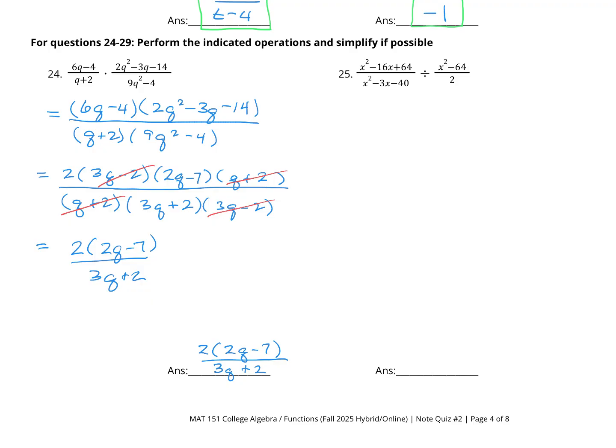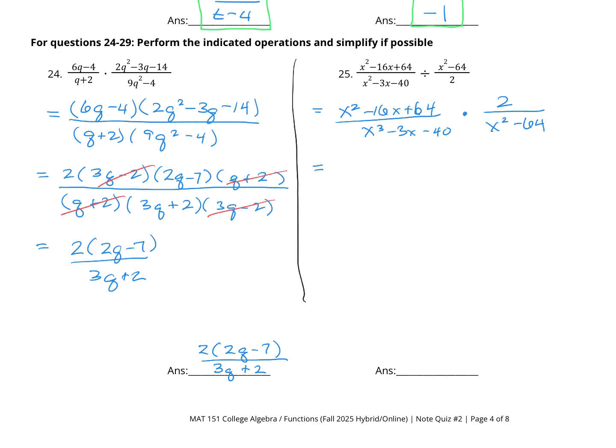All right, now let's move on to the other problem. I'll put up a little divider just to kind of keep everything separate. So this is a division problem. And division always has us multiplying by the reciprocal of whatever we're dividing by. So this is the same exact thing as x squared minus 16x plus 64 over the x cubed minus 3x minus 40, now times 2 over x squared minus 64. Again, we multiplied by the reciprocal of what we're dividing by.